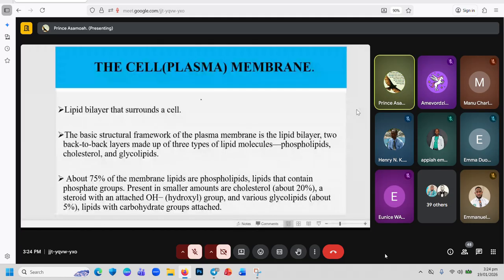Phospholipids are about 75%. The remaining 25%, 20 are cholesterol, which are usually steroids. Steroids have a hydroxyl group attached to them. And then glycolipids, coming from the glyco, are essentially glucose, carbohydrates attached to lipids. So glycolipids have a carbohydrate group attached to them, and steroids have a hydroxyl group attached to them.